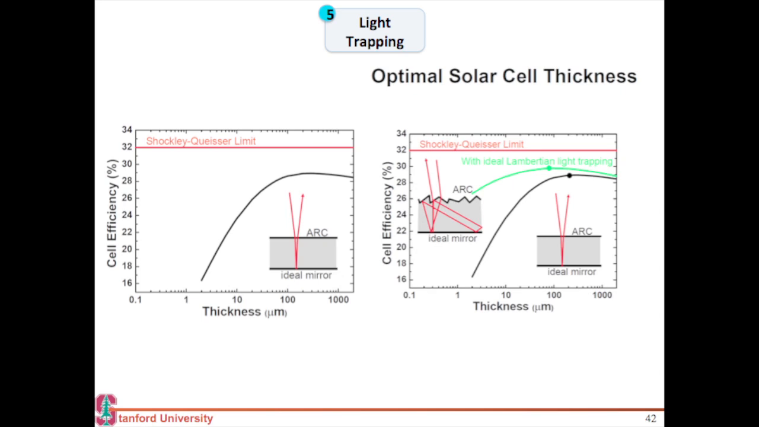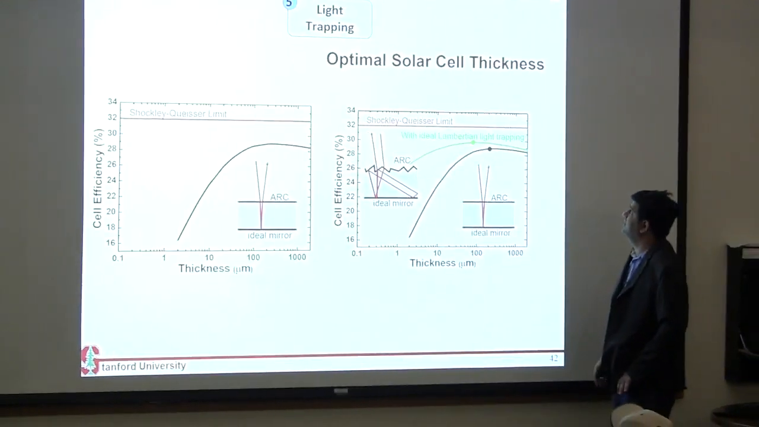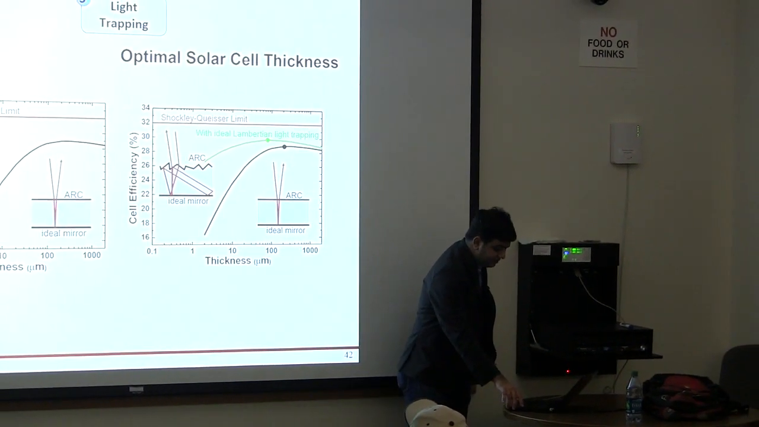So again, this is my Shockley-Queisser limit given by Mr. Shockley himself, and this is as a function of thickness. So as I have a thick cell, I get efficiency like this. But as the thickness is decreased, this efficiency falls off, because I'm not able to absorb my red light. But when I put in this light trapping scheme, or I roughen my surface, now I can increase the efficiency of these thin cells. So that's why light trapping schemes are routinely employed.